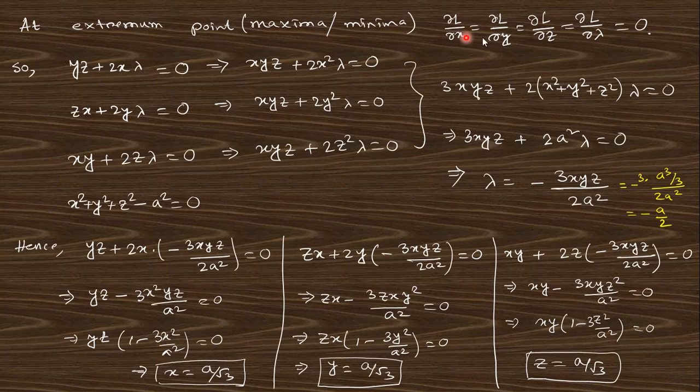So at maximum this will be 0, and just calculating, multiply the first equation with x, the second with y, and the third with z, and then add, you will get the value of lambda. Putting this lambda value, you will get x from the first equation, the value of y from the second equation, and the value of z from the third equation. And if you put the values of x, y, z, you will get the value of lambda also.